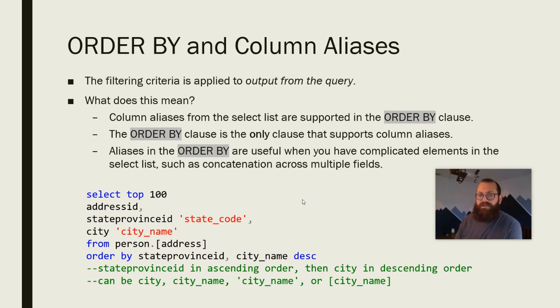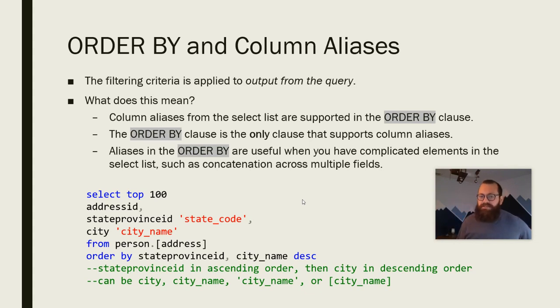First, column aliases from the select list are supported in the order by clause because those column aliases are ultimately displayed in your output. Second, the order by clause is the only clause that supports column aliases because it's the only clause that is applied to output from the query versus working on the table source, the original underlying data. So the where clause and the group by clause do not support column aliases because they're ultimately operating on the original data, in which case those column aliases don't exist in the original table. And then, why does this matter? You can always use field names from the original table, but you can also use aliases that you've defined in the select list, which is useful when you have more complicated elements within that select list.